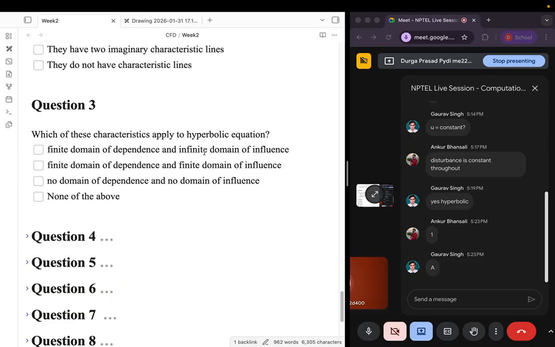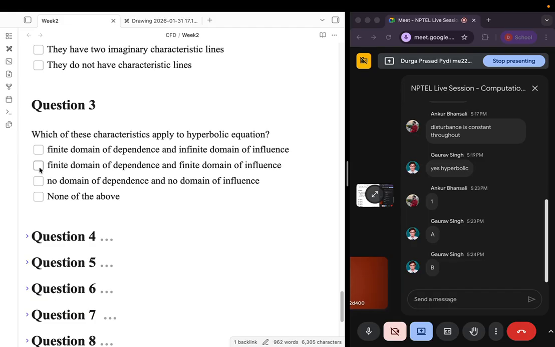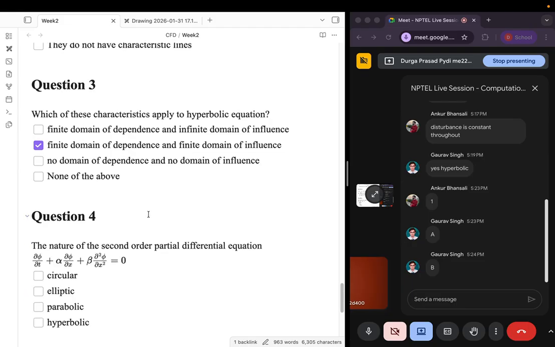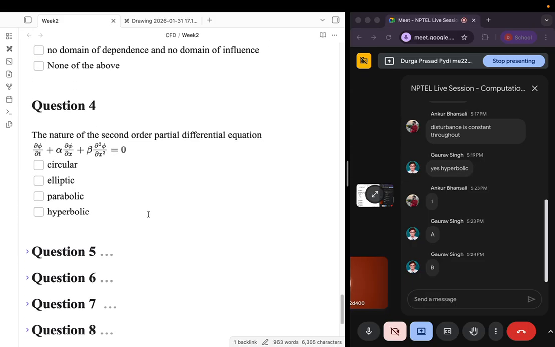So once you have an elliptic equation, like the steady state equation that you gave an example of before, then we do not have this causality in the picture. So there we have the entire domain of dependence and influence. So here for hyperbolic, both are finite. Okay, from here on it's more about using the discriminant analysis to answer these questions. What is the nature of this partial differential equation?